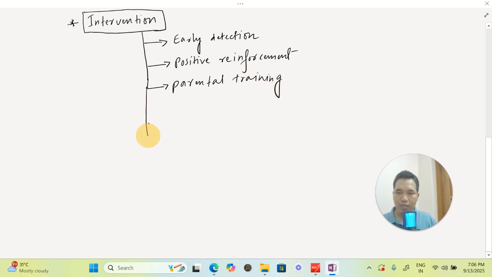Okay, then comes the behavior modifications. These points are very important. You should note it down. Okay, these points are very important.